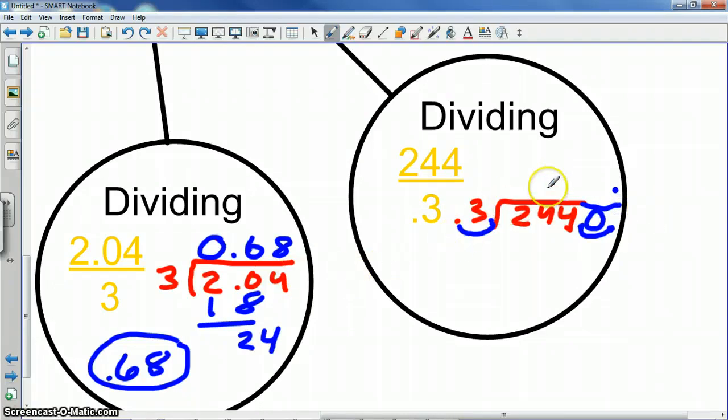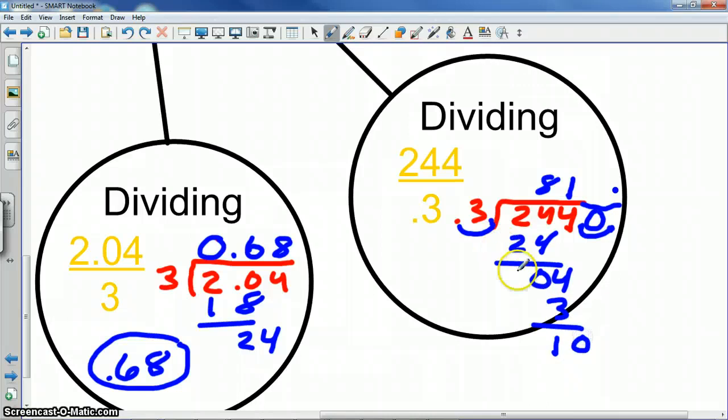Now we'll divide. 3 goes into 24 8 times. That's an 8, which is 24. And leaves us the remainder of 0. We'll bring down our 4. 3 goes into 4 one time. I'm sorry, I'm going off again. That leaves us with 1. And then we have this 0 to bring down. 3 goes into 10 3 times, which is 9. We'll have 1 left over.